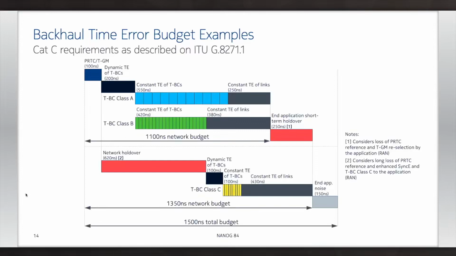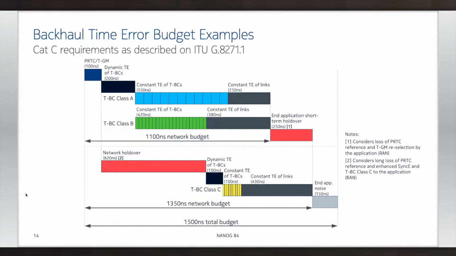That's how you come from 1500 end-to-end from the antenna to the time reference to 1100 that you see many times in collaterals in the network. That's how it's calculated. There are actually some formulas in the standard that allow you to calculate that very well. I'm not going to go through that. It's outside of the scope of this presentation. But there is a mathematical way of calculating those budgets.